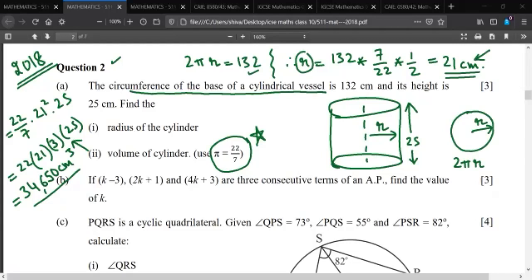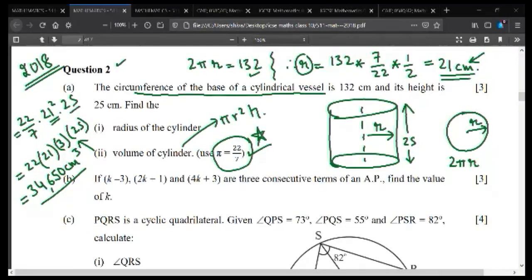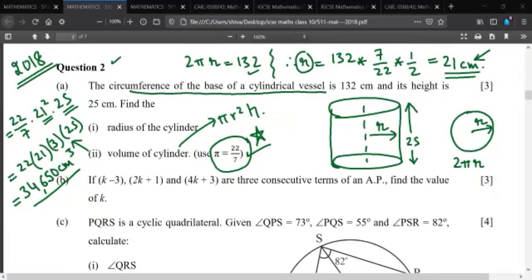Once I have got the radius 21 centimeter, then I need to calculate the volume of the cylinder. That is why the formula should be very clear to us. I have checked the value of pi to be 22 by 7. So volume of a cylinder, as discussed before, is pi r square h. I have got the value of r square, the value of h, and the value of pi. And when I calculate, this would be my final answer. Mr. Rudra, any doubt? No, sir.